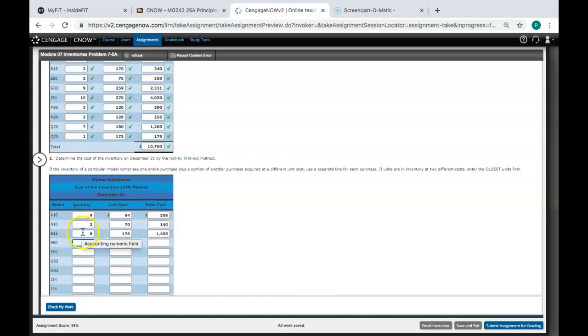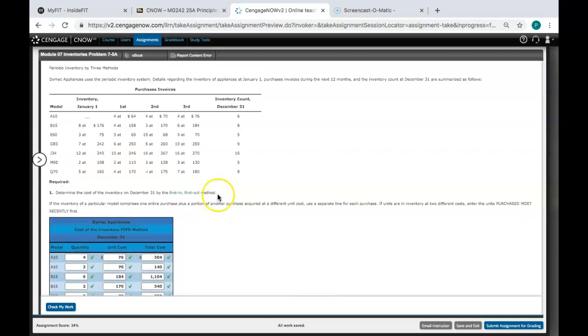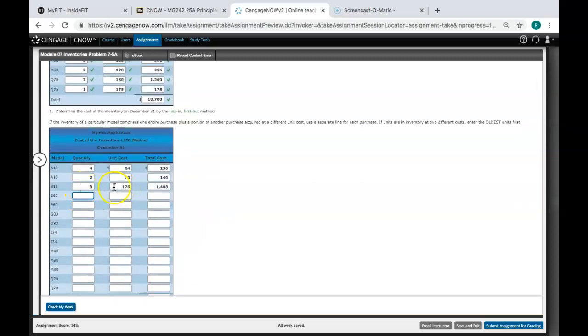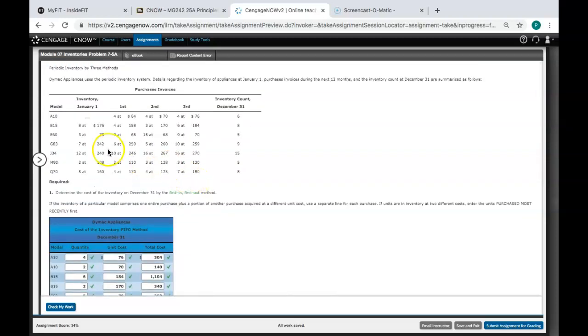I then did the next one, B15, and you'll see in this one, 8 are left over at the end. Well, if we go to the very beginning, since the remaining items are still the items that we purchased first, there's 8 left over at 176, and that would be this right here. 8 times 176 is 1408. Now let's look here again. Same concept all over again. E60, 5 left over. So we're going to take the 3 at $75 and 2 at $65 and bring it down here.